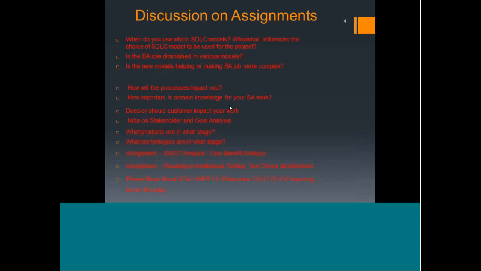How does customer impact your work? We just discussed that the project complexity and the customer involvement are the factors which determine which procedure, which process you need. So the customer is the one who, as you said, is the king. As the customer says, the work is done like that, so that they are satisfied.